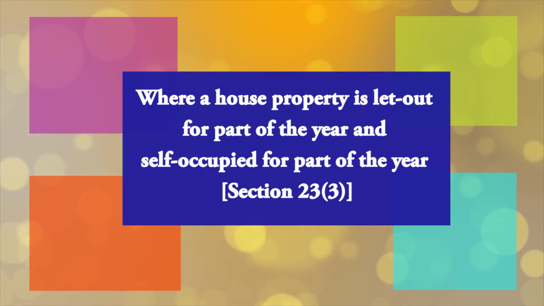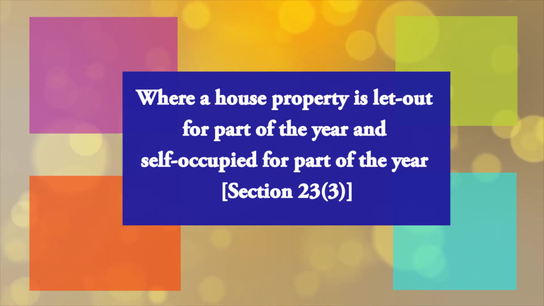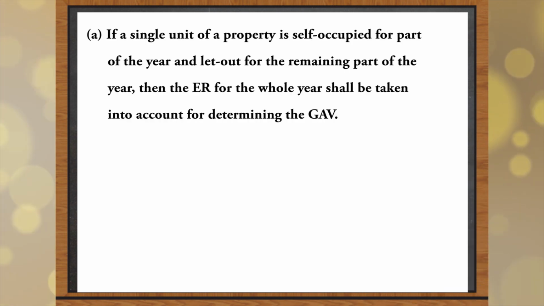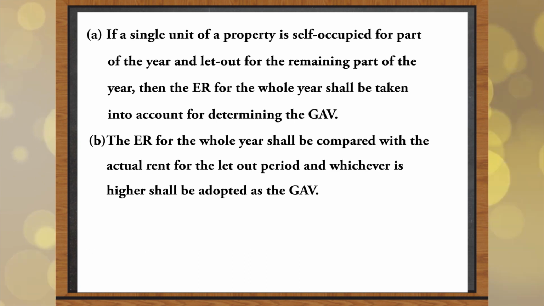Now, where a house property is let out for part of the year and self-occupied for part of the year, that is, if a single unit of a property is self-occupied for part of the year and let out for the remaining part of the year, then the expected rent for the whole year shall be taken into account for determining the gross annual value. The expected rent of the whole year shall be compared with the actual rent for the let out period, and whichever is higher shall be taken as gross annual value.